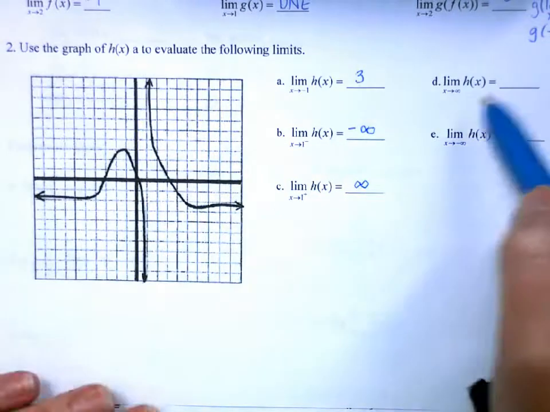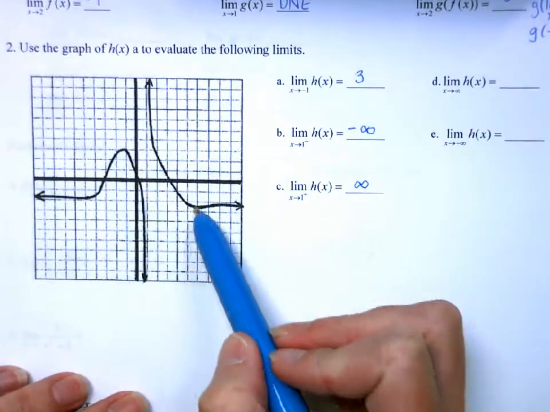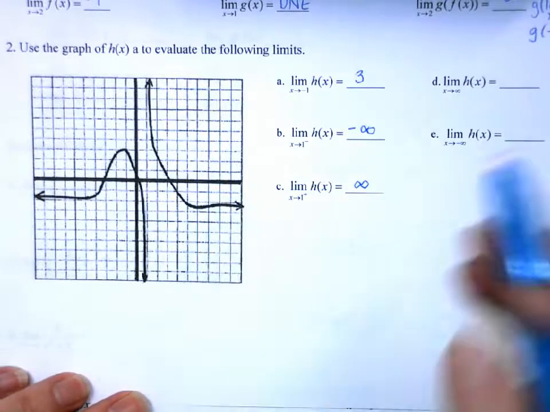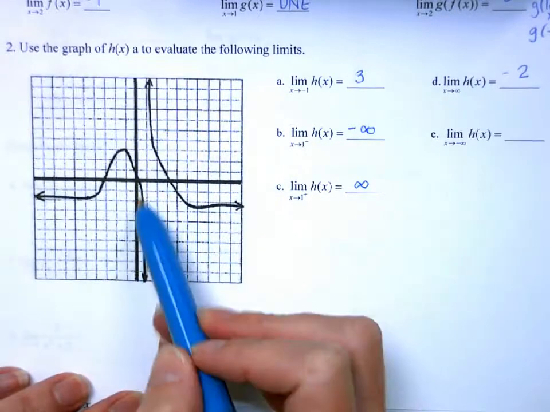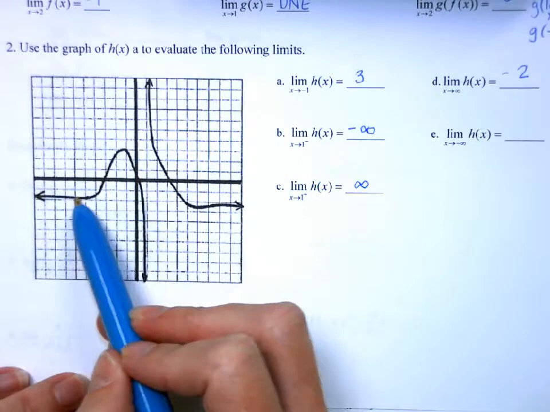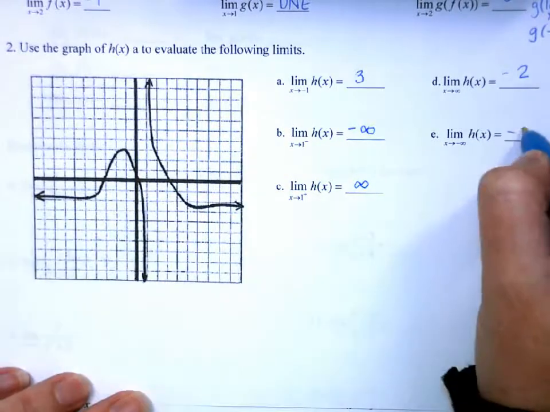As we go to infinity, it's leveling off here at negative 2. Going to negative infinity is also approaching negative 2.